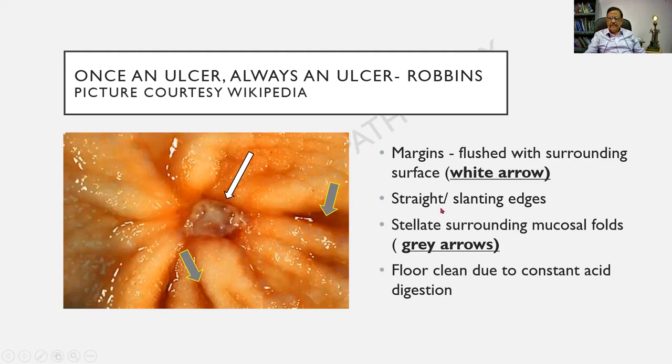And the edges are straight or mildly slanting. The margins are flushed with the surrounding surface. In the earlier diagram, we had seen what the margin was. The floor is what we see, and it is usually clean because of constant acid digestion, whereas a malignant ulcer will be covered with necrotic debris, which we shall be seeing. So these points kindly read.